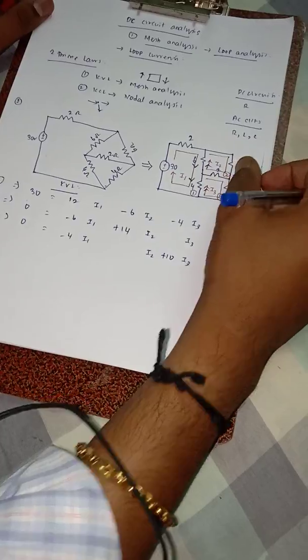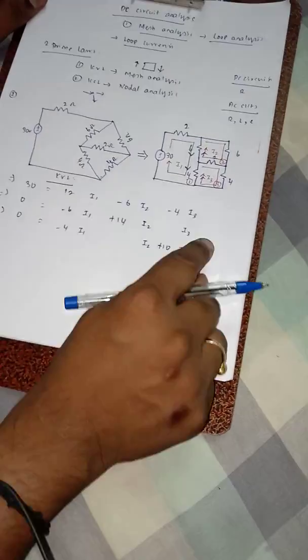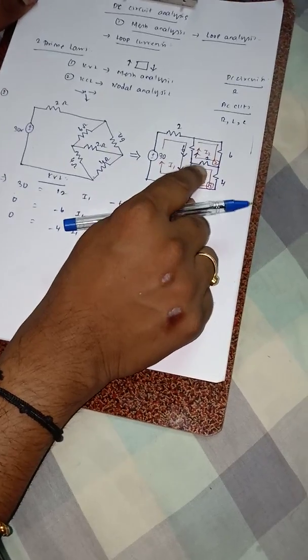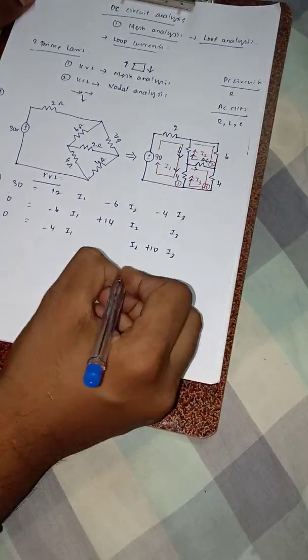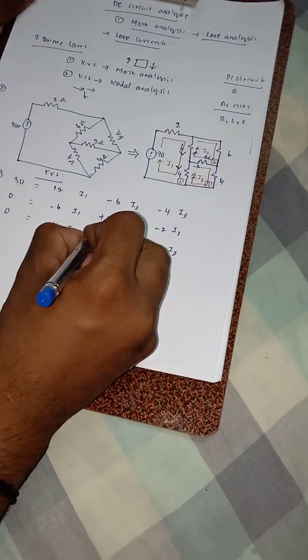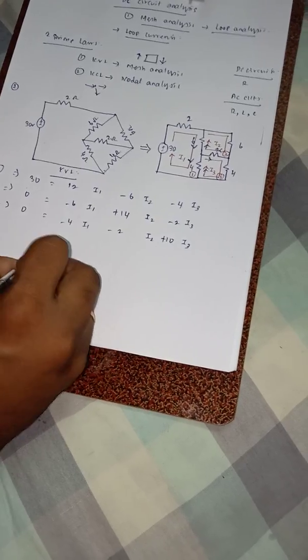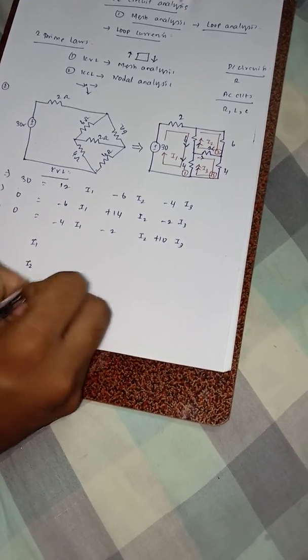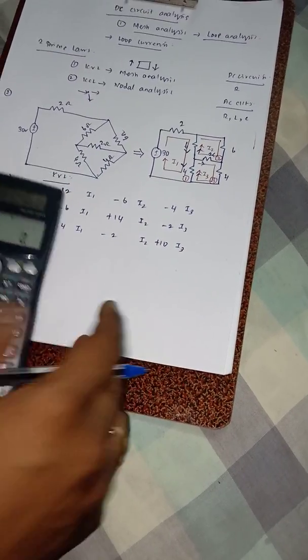So now see here, loop number 2 and this is your loop number 3. Between loop number 2 and 3, the resistance that is present is your 2 ohms. So here the direction is like this and here the direction is opposite. So minus 2, and here also you can write it as minus 2. Now to find the I1, I2 and I3 values, you can use a calculator very well to find the values.